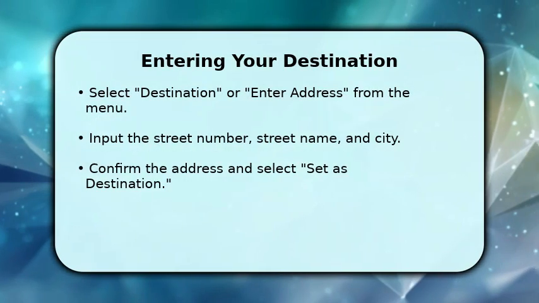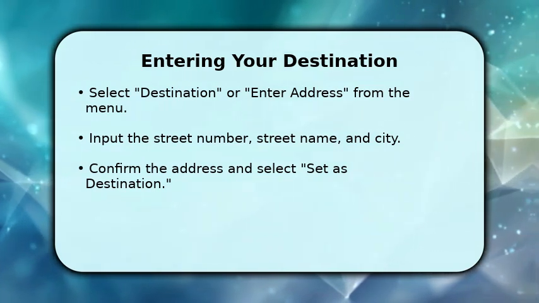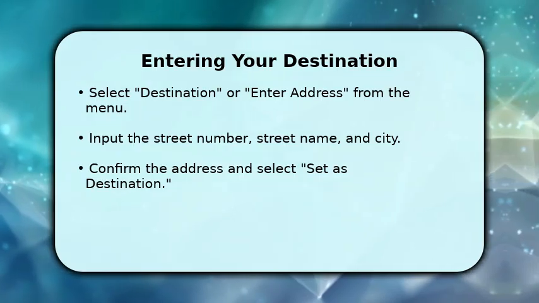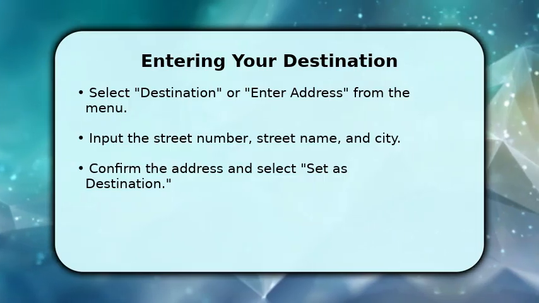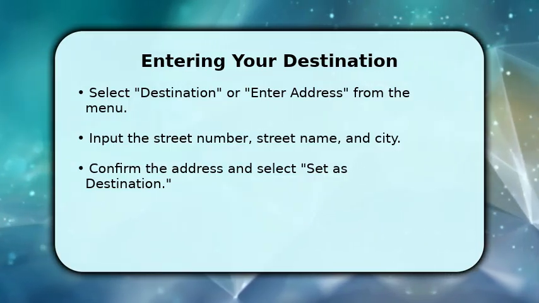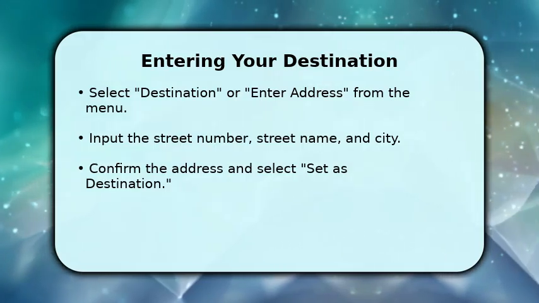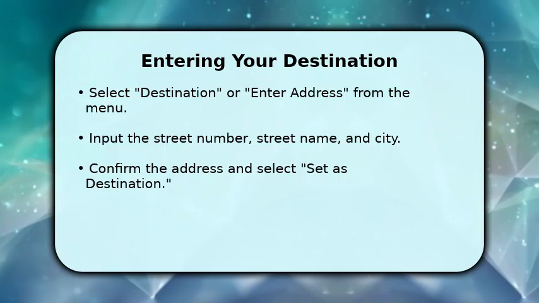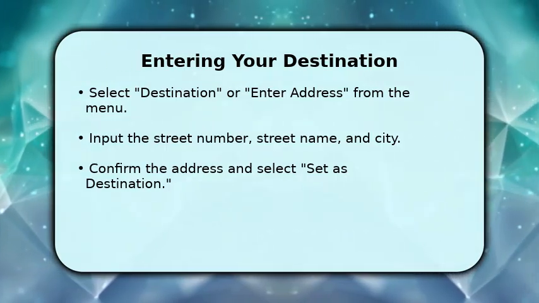Once the navigation system is active, select the destination or enter address option from the main menu. You'll then be prompted to input the address details. Carefully enter the street number, street name, and city using the on-screen keyboard. After confirming the accuracy of the address, select Set as Destination to proceed. The system will then calculate your route.